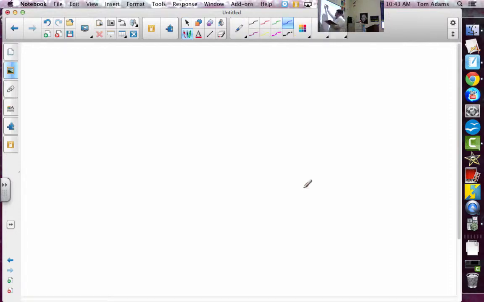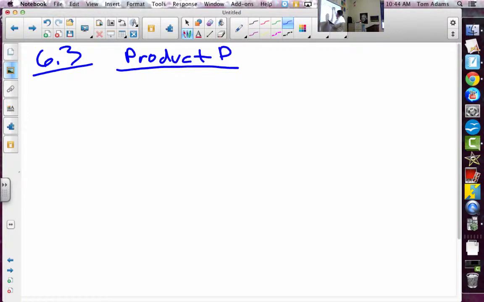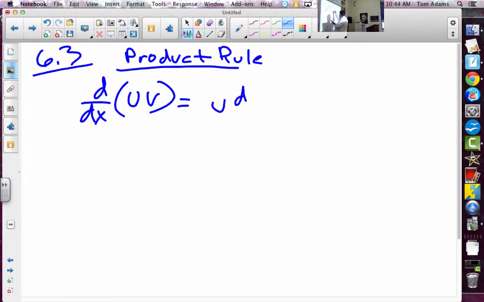Okay, so for 6.3, if we look at the product rule, remember that the product rule is that if I have uv and I take the derivative of that, then that is equal to u dv dx plus v du dx.